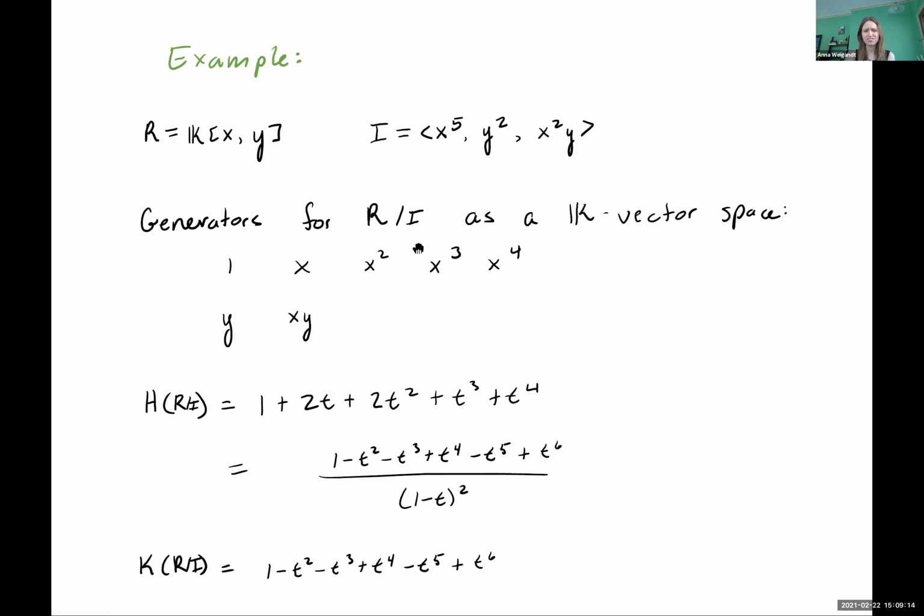So here we have really a finite quotient as a k-vector space. So we can just start counting how many generators for these different graded pieces we see. So there's one thing in degree 0, two things in degree 1, two in degree 2, one in degree 3, and one in degree 4. And then we can repackage this as the Hilbert series, so we see our K polynomial here. So this is just a way of, again, getting at the information about the different graded pieces of our module.